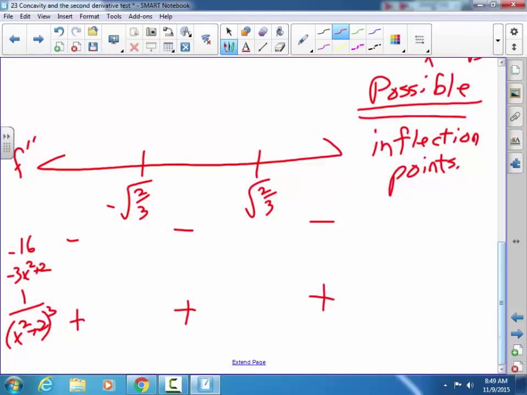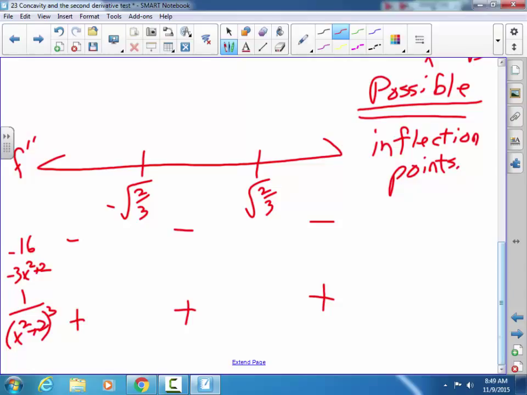So the only thing for us to worry about is that middle one there. How do we figure out whether it's positive or negative? Pick a number. What kind of number do you want to pick all the way to the left? What's something smaller than the negative square root of 2/3?